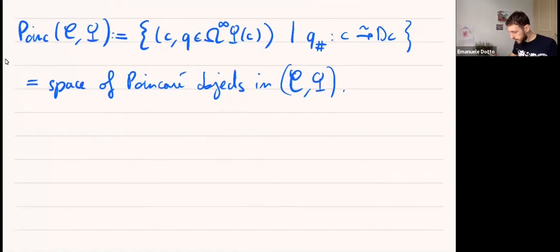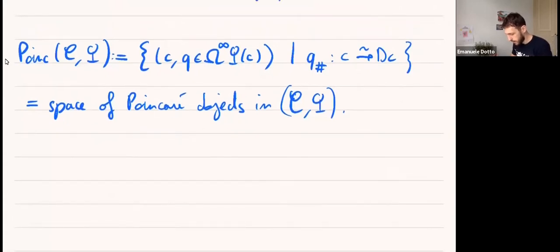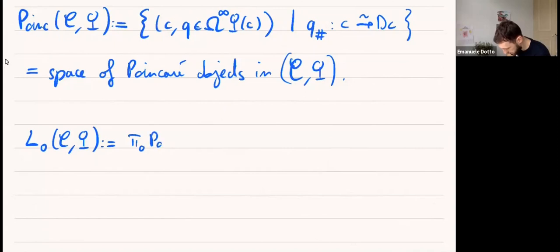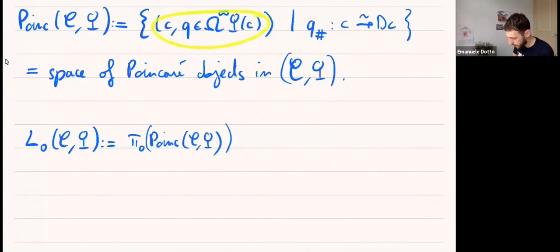First, let's see what the analogue of the Witt group is. But I'm going to change notation slightly. I'm going to call it the L group. So we define L naught of C,Q as follows. We look at isomorphism classes of this object. What does it mean? We look at pi 0 of this space. Okay, so this corresponds to isomorphism classes of forms in our category.